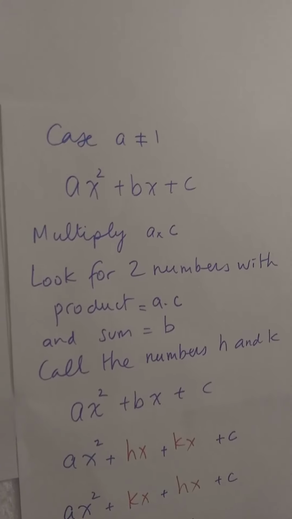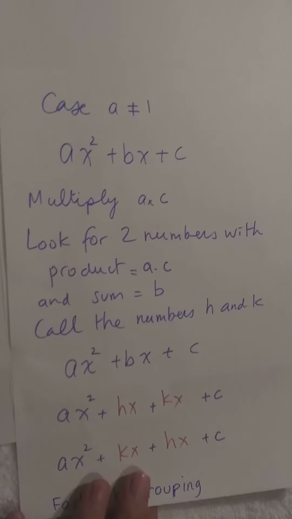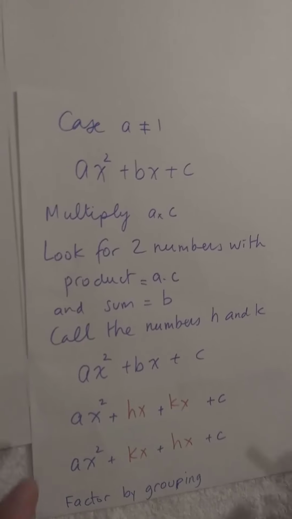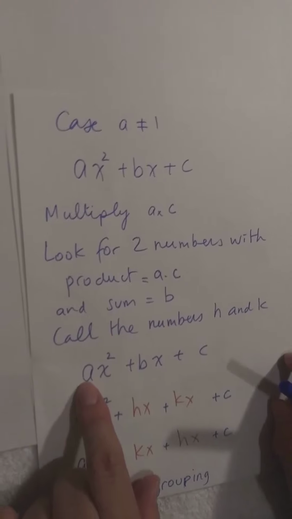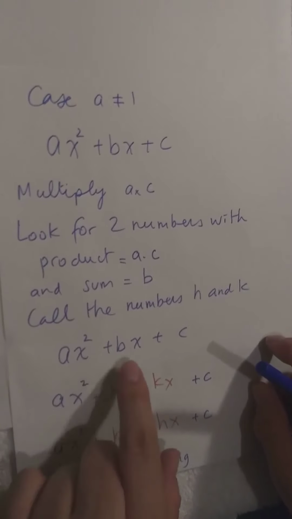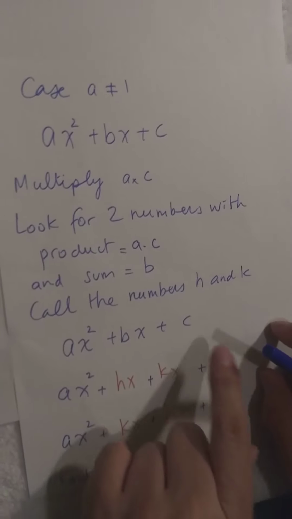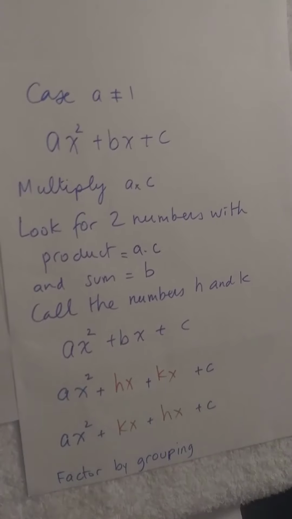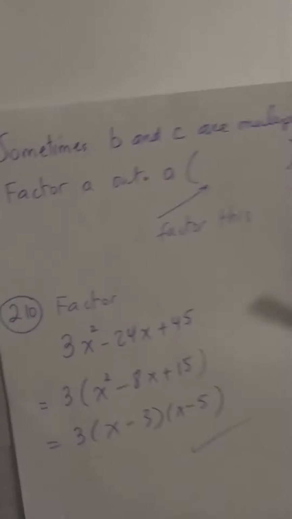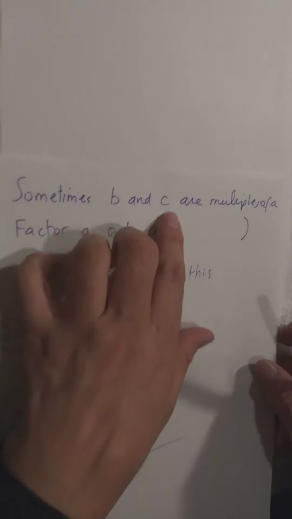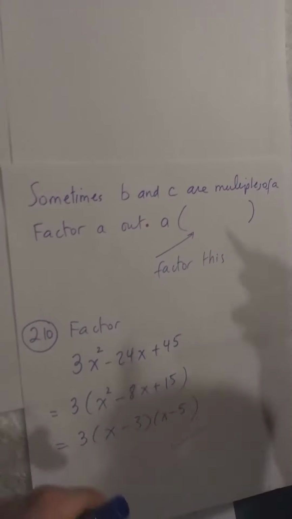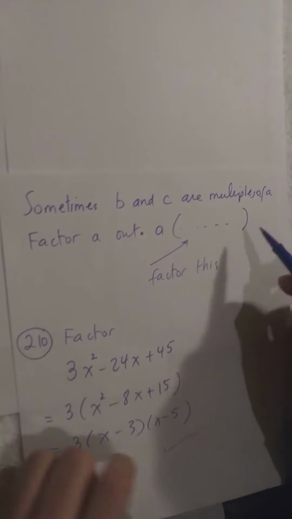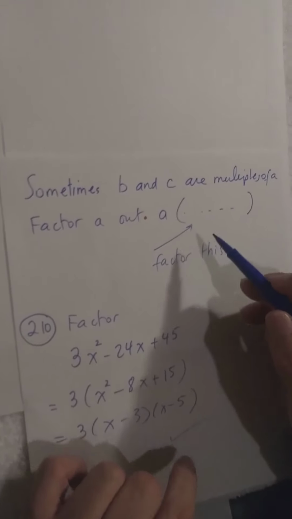But sometimes we don't even have to do this. Sometimes b and c are multiples of a, for example 3, 6, 12. If that's the case, then you can factor out an a. So factor out that a, and then you write the polynomial that's left, and then you factor this polynomial just like we did before.